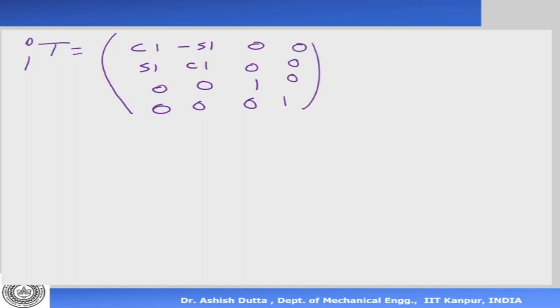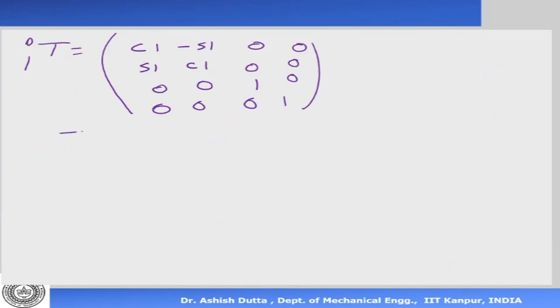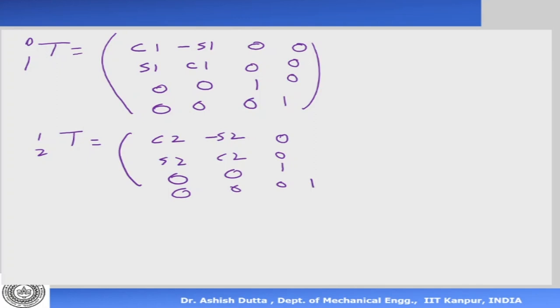Now, I take the second one. What is the second row? It is L1, 0, 0, theta 2. So that's my second row. And I put it into the generalized matrix, and I get T1 to 2, which is equal to cos theta 2, minus sine theta 2, sine theta 2, cos theta 2, 0, 0, 1, this is 0, 0, 0, 0, 0, 1. Now, what about A? A is L1. Okay, what about D? D is 0. So this is my matrix.